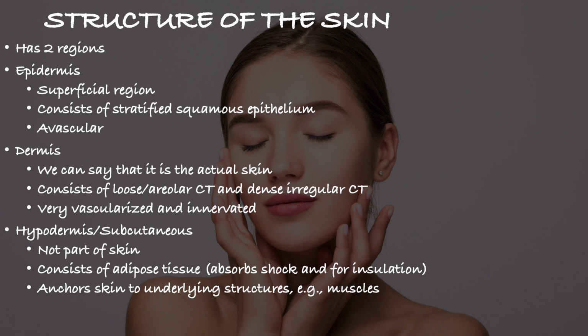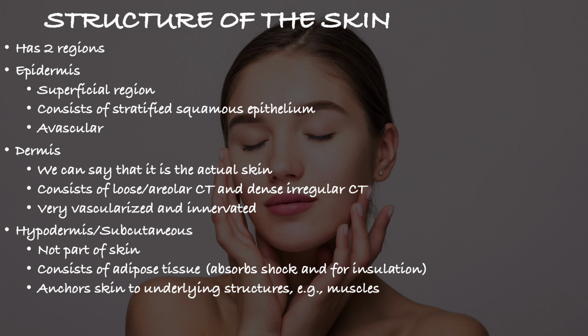In the papillary layer and the reticular layer, we have the dense irregular connective tissue, and we can see it has a lot of blood supply there, so it is very vascularized and very innervated. We use the word innervated when we are seeing a lot of nerves in that area.